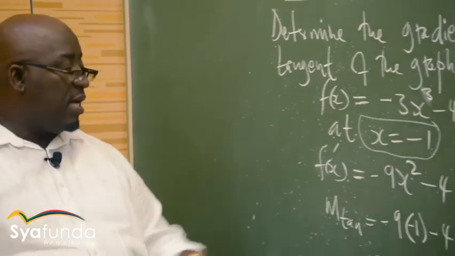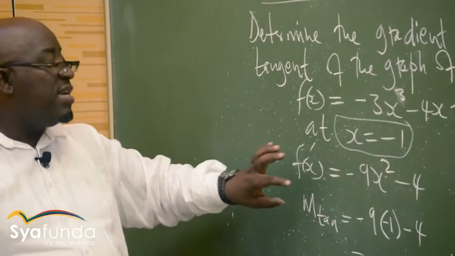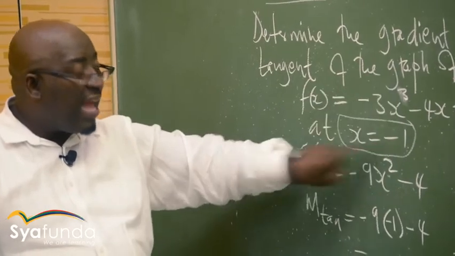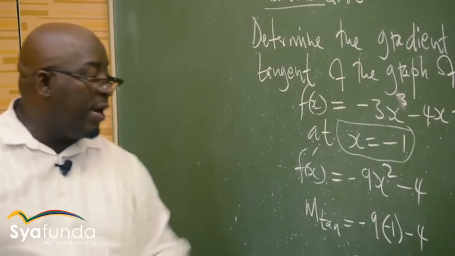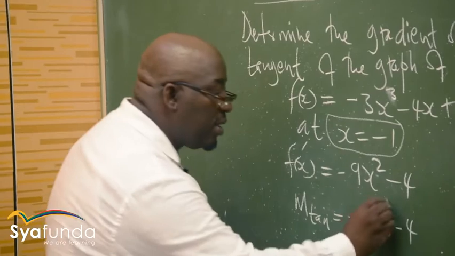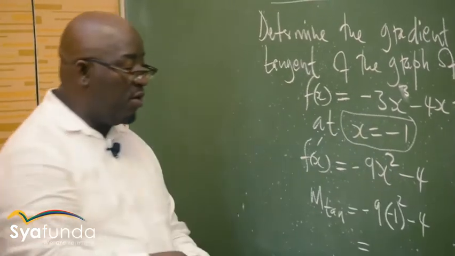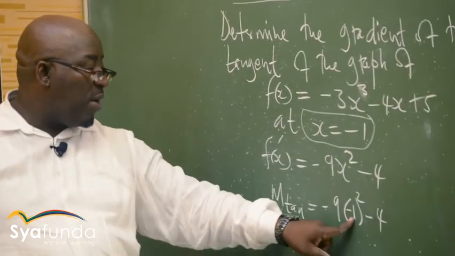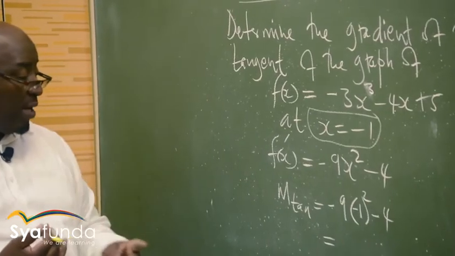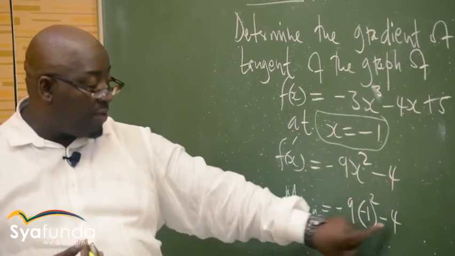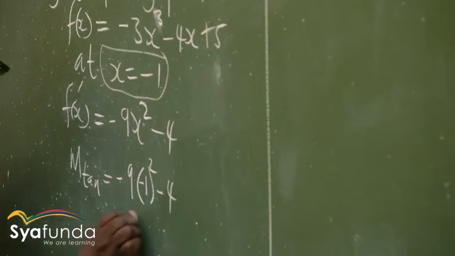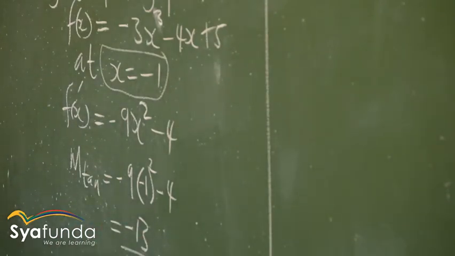The gradient of the tangent is the same as the gradient of our function at x equals minus 1. Remember this is squared. This is minus 9x squared minus 4. So what is minus 1 squared? It is positive 1. So minus 9 minus 4 will give us minus 13. So the gradient at this particular point will be equal to minus 13.